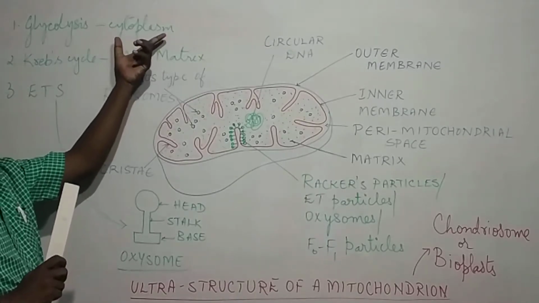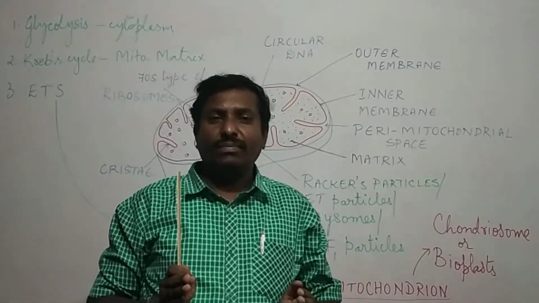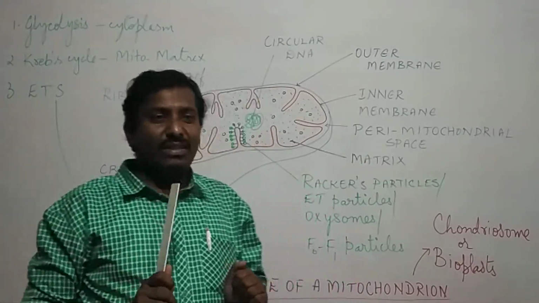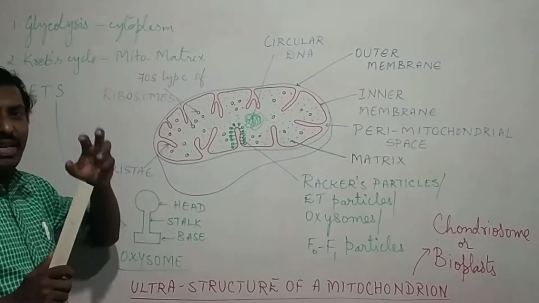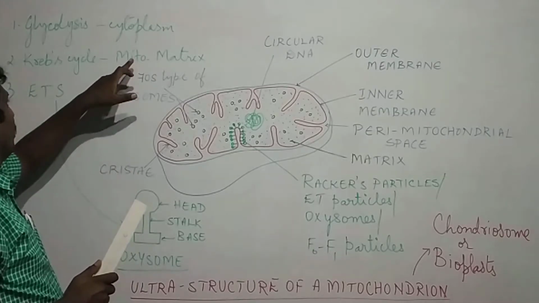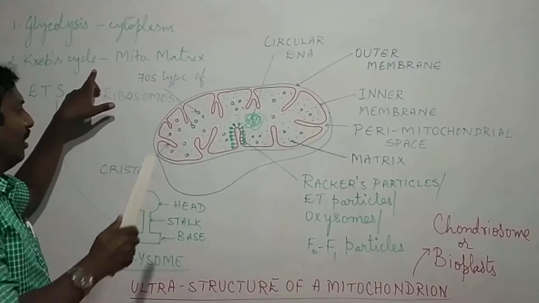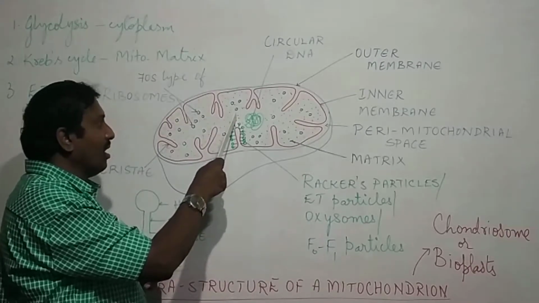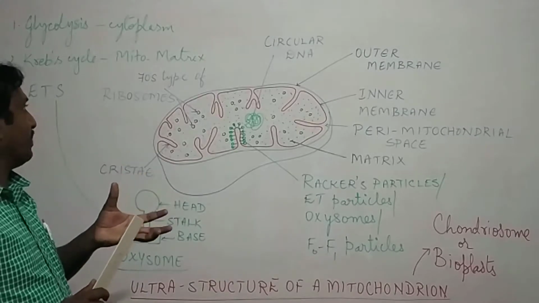Glycolysis takes place in the cytoplasm, during which glucose is converted into pyruvic acid, which is the end product. Being inactive, pyruvic acid undergoes oxidative decarboxylation to form the acetyl-CoA that enters the Krebs cycle within the mitochondrial matrix, where the Krebs cycle takes place through a series of steps.